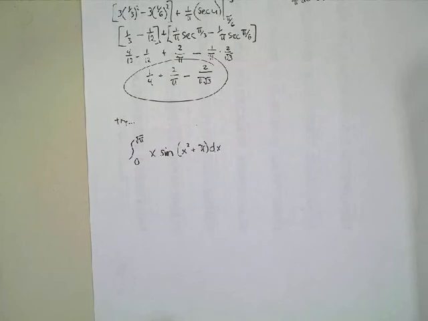Derivative of sine is cosine. Derivative of cosine is negative sine. So if you are integrating positive sine, then that means that needs to be negative.